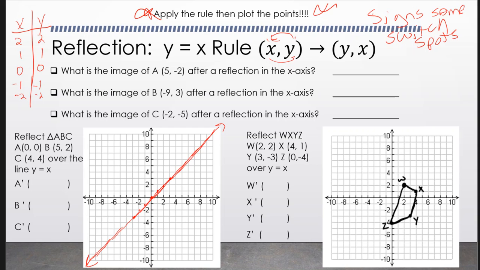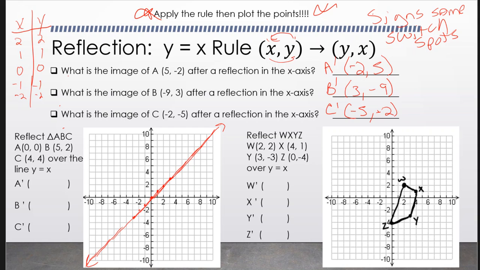So let's see what's going to happen on these first three examples. Again, we're just going to list the new coordinates. So if we're just following the rule, we have A prime, B prime, and C prime. So my A prime would be, switching places, negative 2, 5. The sign goes with it. Next one is going to be 3, negative 9. Just switching spaces. And then for C prime, it would be negative 5, negative 2. All right, so I hope that's clear on how you are going to apply the rule.